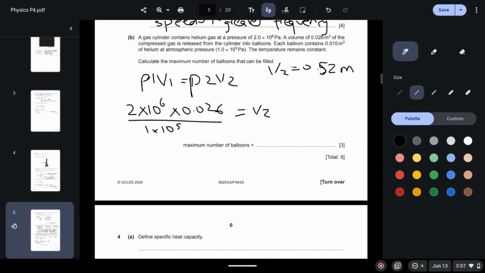But we have to calculate the maximum number of balloons that can be filled. So if this is the total volume we have and each balloon contains 0.015, the maximum number can be found out by dividing it, and this comes out to be 34.